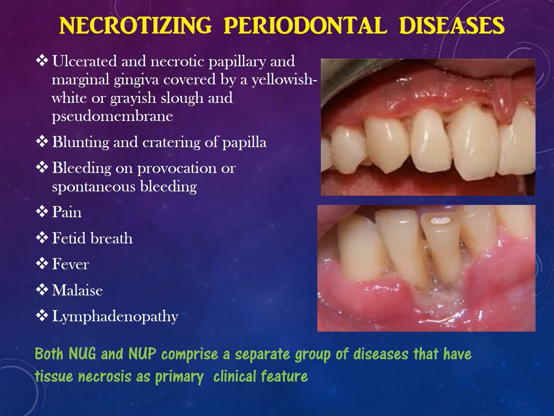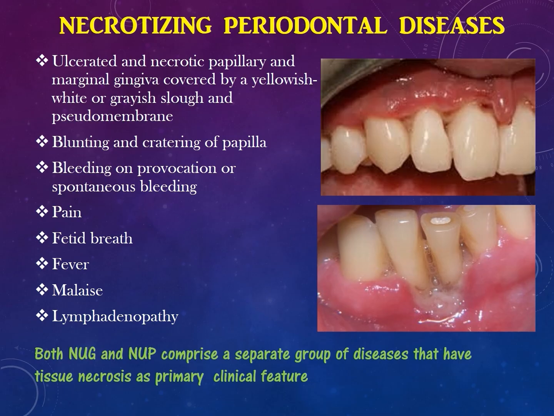So necrotizing periodontal diseases involve two main diseases, that is necrotizing ulcerative gingivitis and necrotizing ulcerative periodontitis. They're basically clinical manifestations of the same disease, just that necrotizing ulcerative periodontitis differs from necrotizing ulcerative gingivitis in having severe attachment loss and severe bone loss. And in both of these conditions, tissue necrosis is a primary clinical feature.